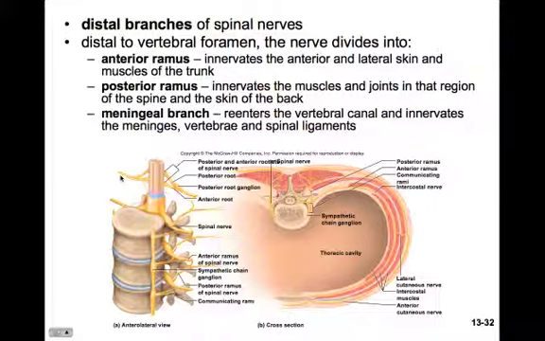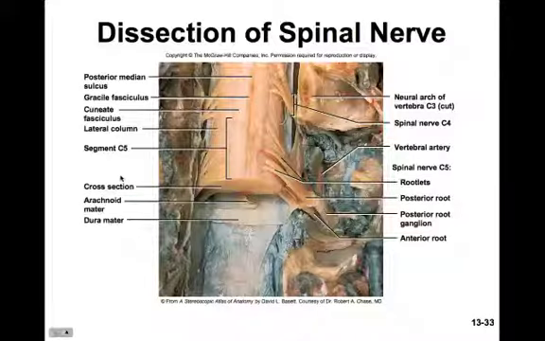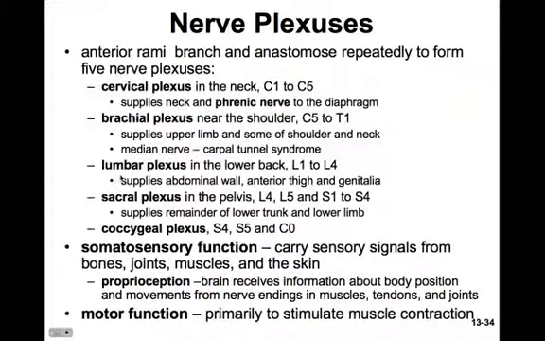And now we'll start looking at even further branches in each of the different regions of the spinal cord. Each of the anterior rami will branch and anastomose, that is, reconnect with other branches repeatedly to form these 5 different nerve plexuses. There's a cervical plexus in the neck. It's relatively small, only C1 to C5.